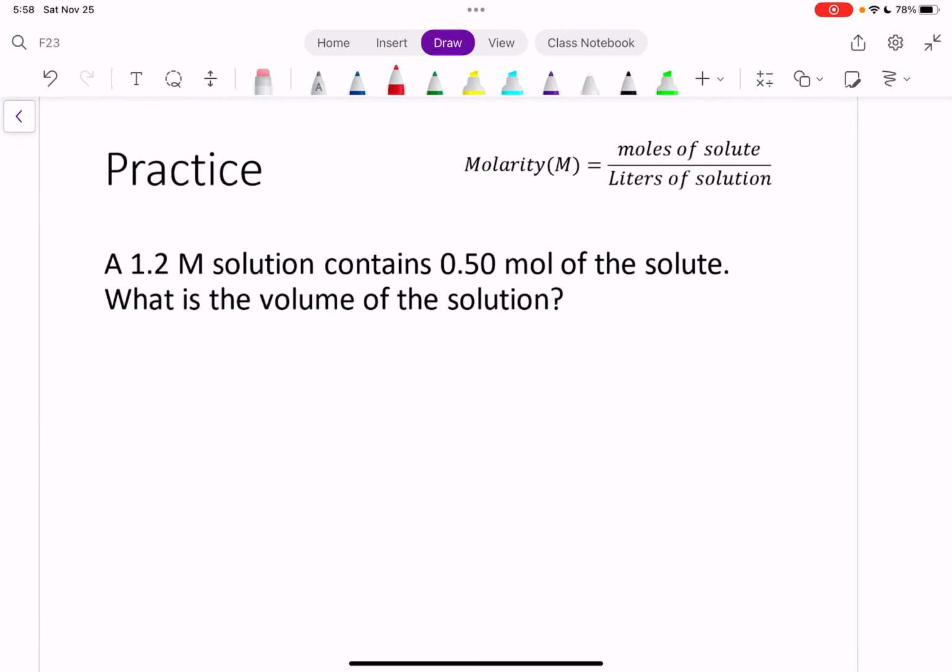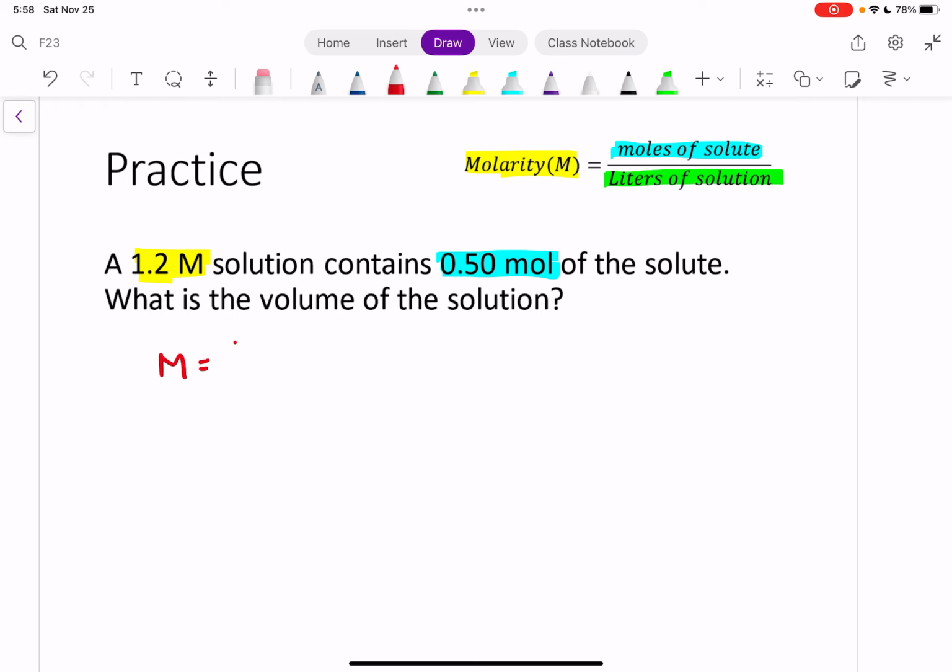All right, so let's practice this again. This says a 1.2 molar solution contains 0.50 moles of the solute. What is the volume of the solution? Okay, so now it looks like we've got our molarity and we've got our moles of our solute, and we want to solve for liters. That's what we're solving for, the stuff in green. So let's try this out.